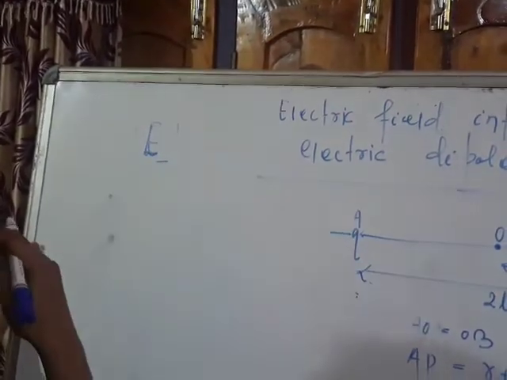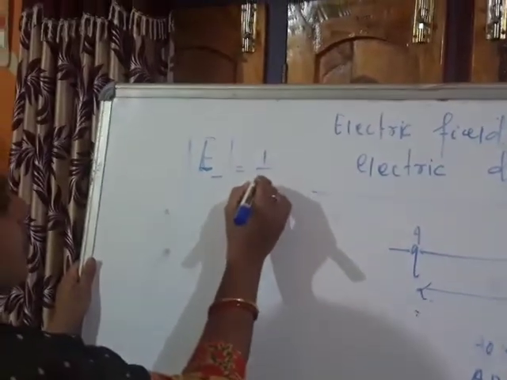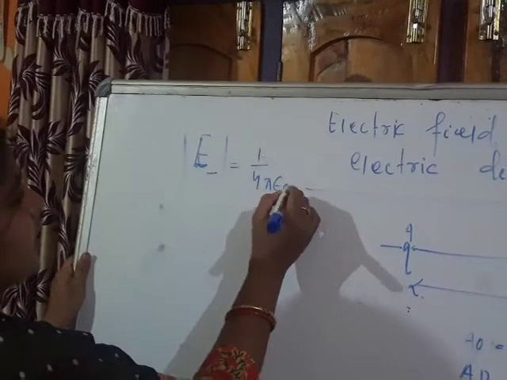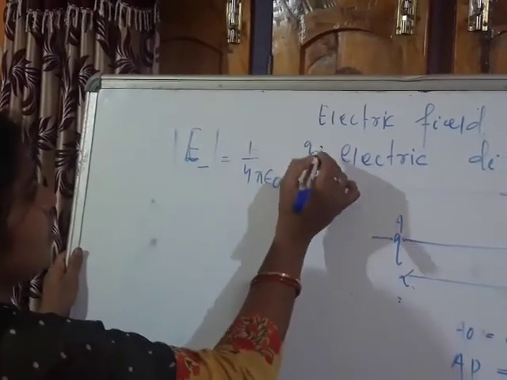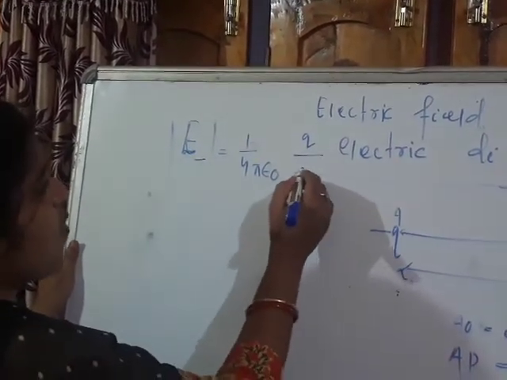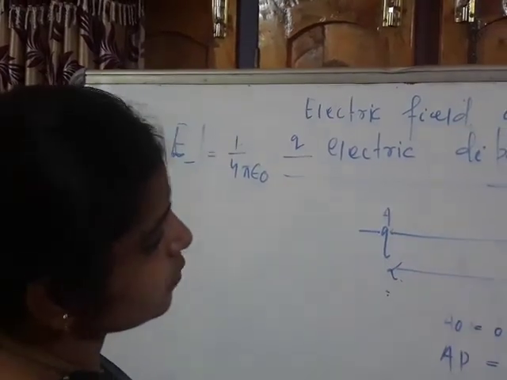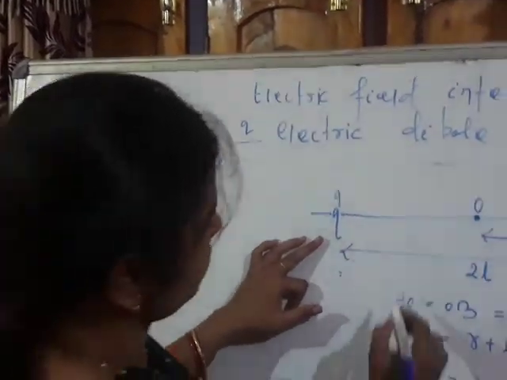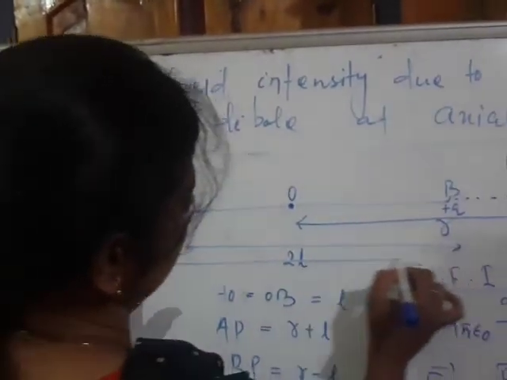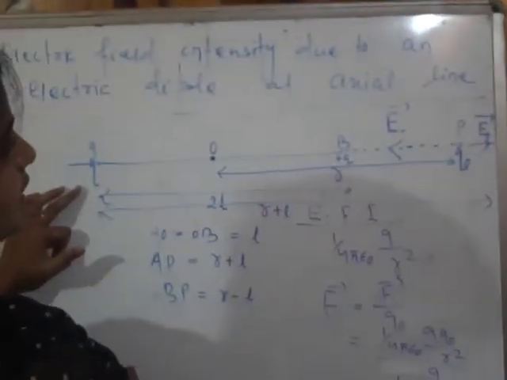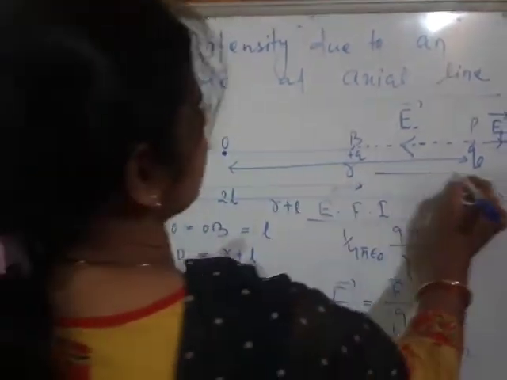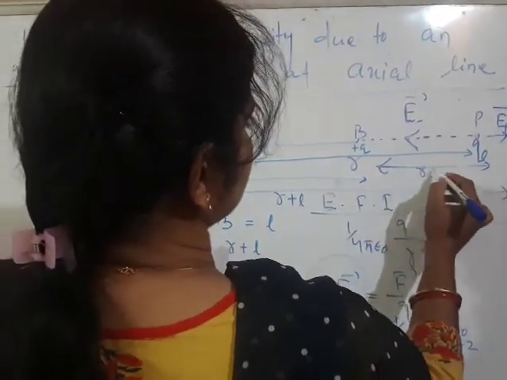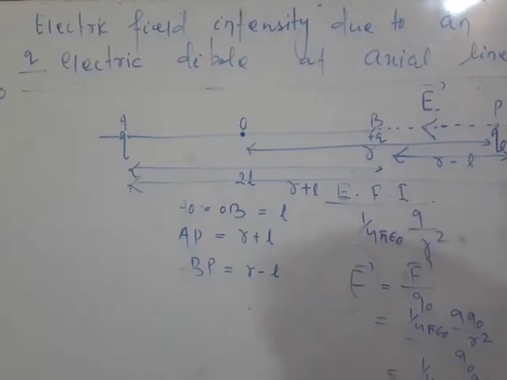I will discuss about the direction. But in magnitude, E minus equals 1 by 4 pi epsilon naught q by, the distance is how much from minus q, the distance is r plus l. I have already told, from this minus q charge the distance is r plus l, and from plus q charge the distance is r minus l.